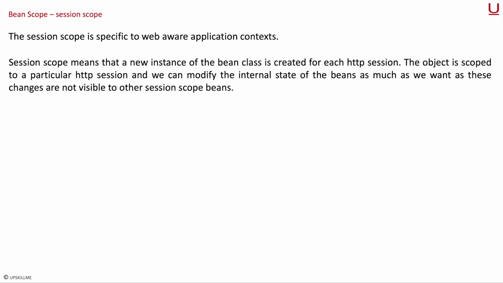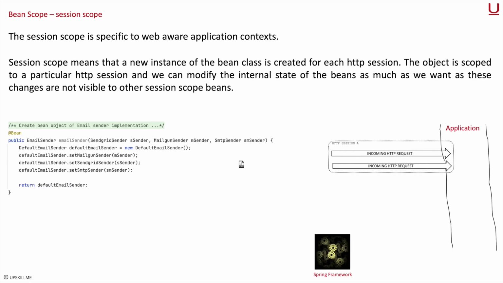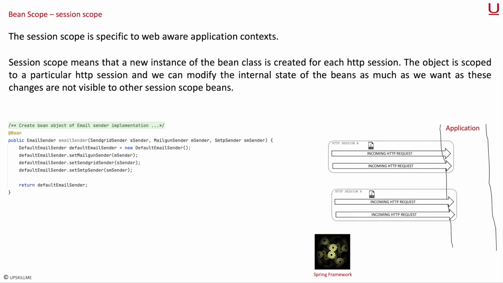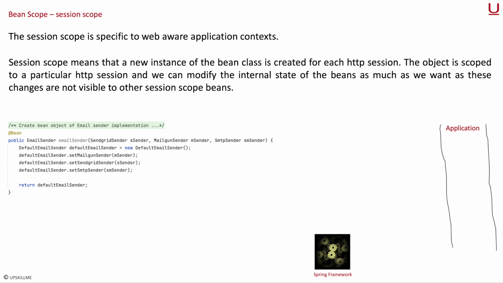The session scope is specific to web-aware application context. Session scope means that a new instance of the bean class is created for each HTTP session. The object is scoped to a particular HTTP session, and we can modify the internal state of the bean as much as we want, as these changes are not visible to other session scope beans. When the HTTP session is eventually discarded, the bean that is scoped to that particular HTTP session is also discarded.